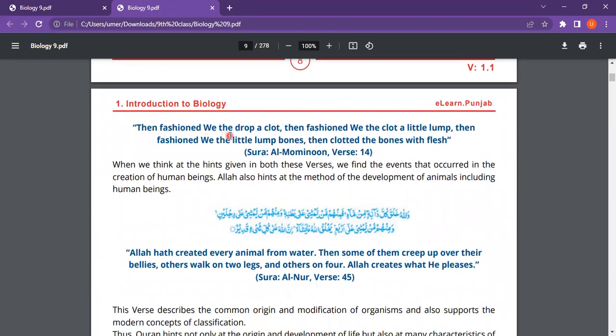Then We fashioned the drop into a clot, then fashioned the clot into a little lump, then fashioned the little lump into bones, then clothed the bones with flesh. Surah Al-Mu'minun, verse 14. When we look at the hints given in both these verses, we find the events that occurred in the creation of human beings. Allah also hints at the method of the development of animals, including human beings.